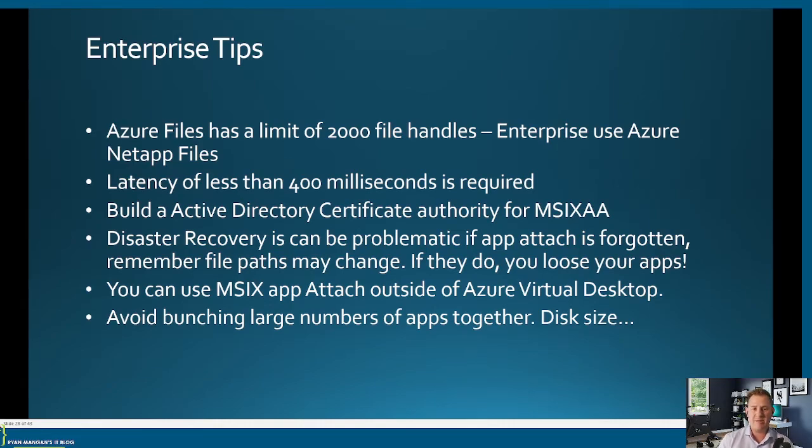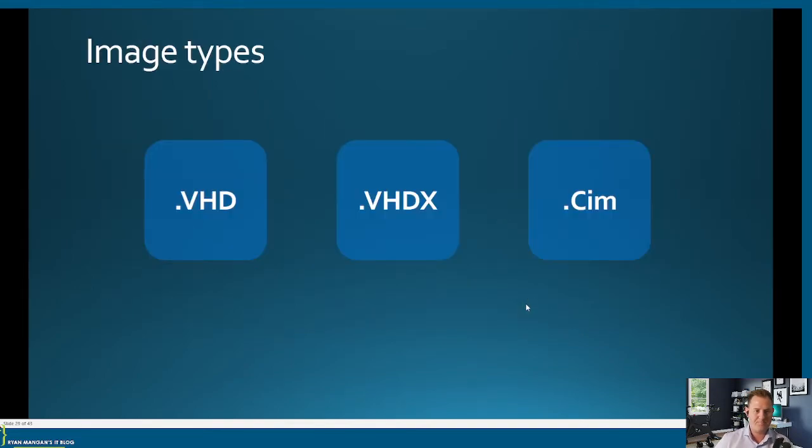You can use MSIX app attach in the wild, like AppVentix and others, Parallels RAS. Lots of other organizations, Citrix and VMware as well, are all using app attach in some way, shape, or form. And also avoid bunching large numbers of packages together in a disk. If you take loads of apps and start packaging them all in one, and you've got a 30, 40 gig file, obviously that will have an impact to attaching, right?